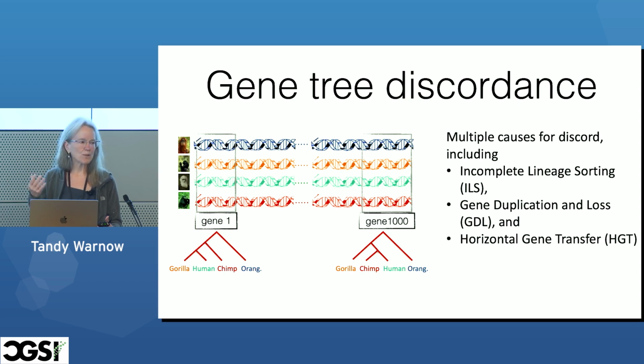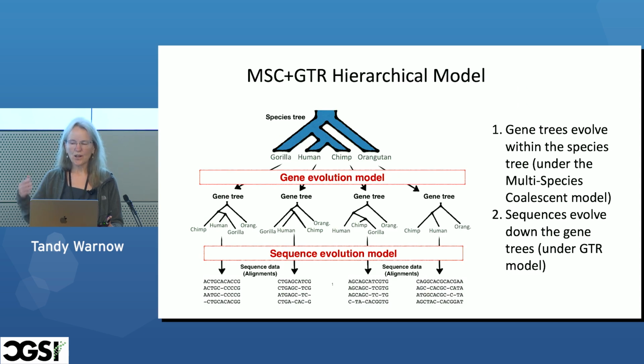It's due to multiple different causes. The most well-studied one is incomplete lineage sorting. Incomplete lineage sorting exists in almost all data sets. Gene duplication and loss is another one, which is very, very endemic in plants. Horizontal gene transfer is another one, very endemic in bacteria. So you get lots of different causes for discordance. Okay? Incomplete lineage sorting, as I said, is the one that has the most math about it. So the multi-species coalescent is a model for how you get incomplete lineage sorting.